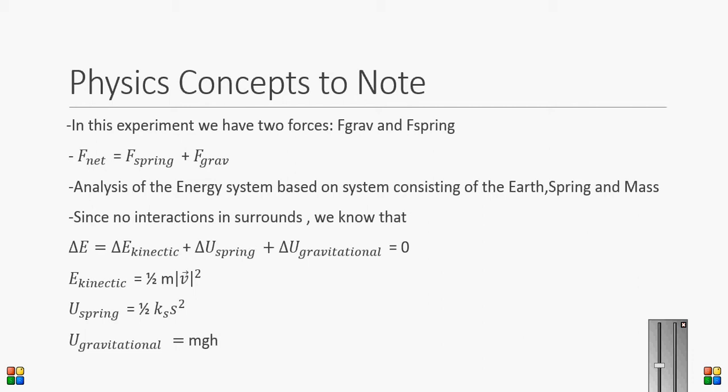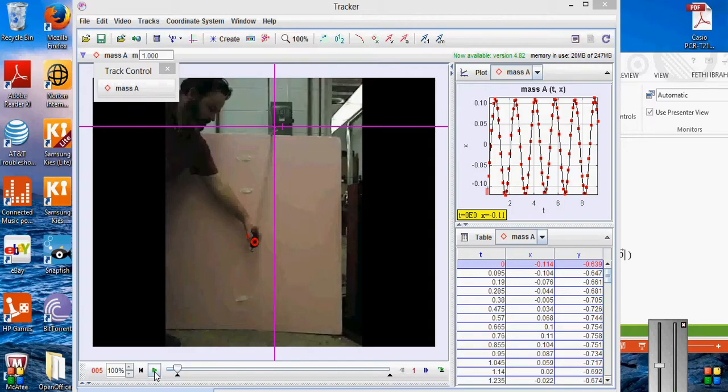We also know the formula for each one. Kinetic energy is equal to 1/2 mv squared. Potential of the spring would equal 1/2 ks s squared. Gravitational potential is mgy.